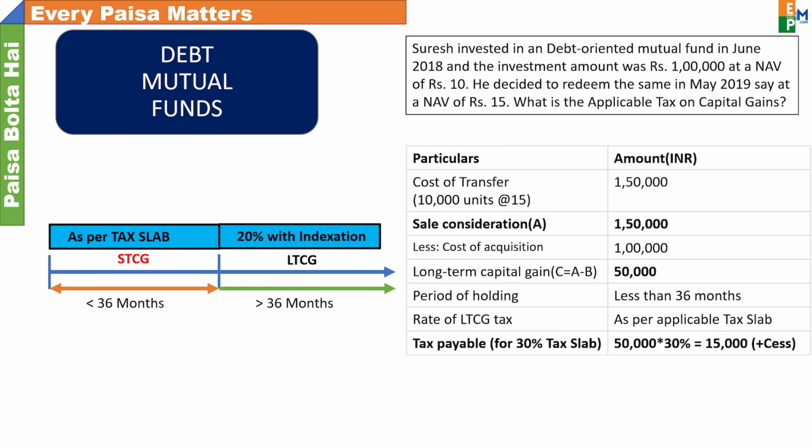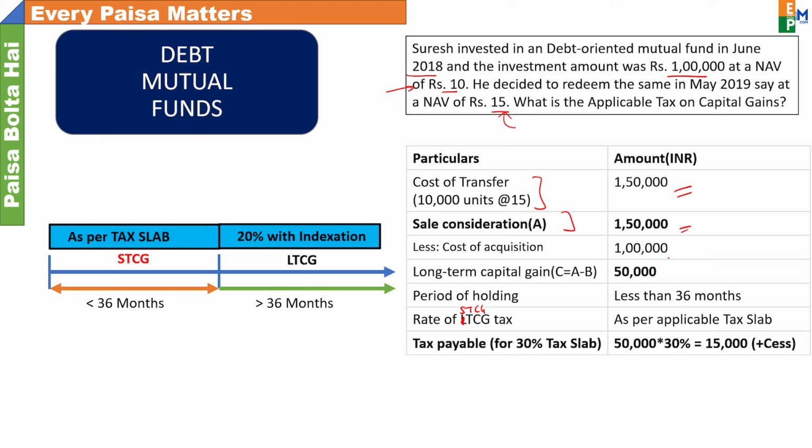Now let's quickly take the example of debt mutual funds as well, and we'll talk firstly about the short-term capital gain, and then we will go for the long-term capital gain. So Suresh invested in a debt-oriented mutual fund in June 2018. The investment was 1 lakh rupees at an NAV of 10, and he decided to redeem the same in May 2019, say at an NAV of 15. So because he bought 10,000 units in June 2018, the sale consideration is 1,50,000, because that's the price at which he sold.